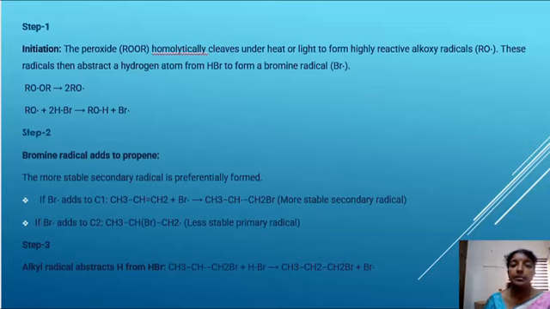In the initiation step, the peroxide homolytically cleaves under heat or light to form a highly reactive alkoxy radical. These alkoxy radicals then abstract a hydrogen from HBr to form a bromine radical. So here the product will be a bromine free radical. And in step 2, the bromine free radical adds to propene. So here there are 2 possible additions. The most stable secondary radical is preferentially formed. So if Br adds to C1, then the more stable secondary radical will be the product. If Br adds to C2, then a less stable primary radical will be formed. And in step 3, the alkyl radical abstracts a hydrogen atom from HBr to form the desired product, and here in anti-Markownikoff addition, the product is 1-bromopropane.